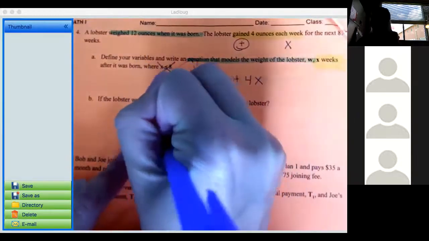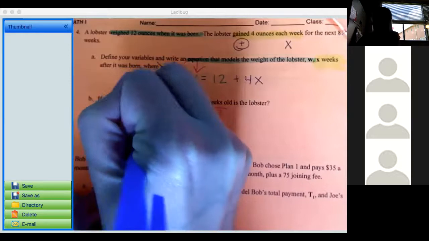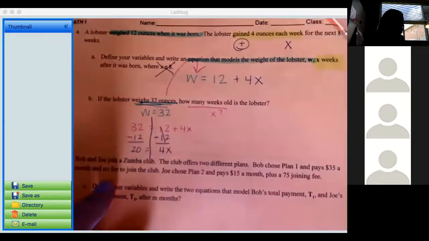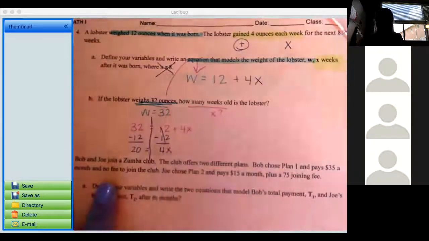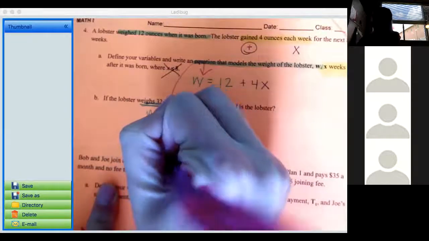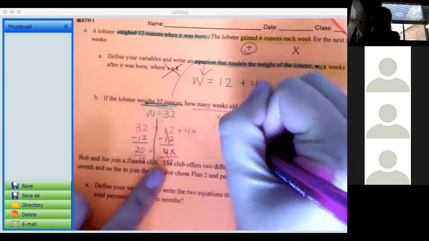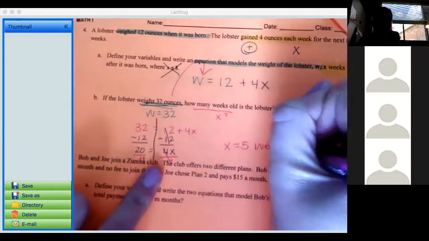Subtract it. Cam, you better wake up. If you don't get an A tomorrow, I'm going to call your mama and be like, yeah, he was slumped when I was going over it. 20 equals 4X. How do I get X by itself? Good. Divide by 4. And guys, what's 20 divided by 4? So we got that he's 5 weeks old.